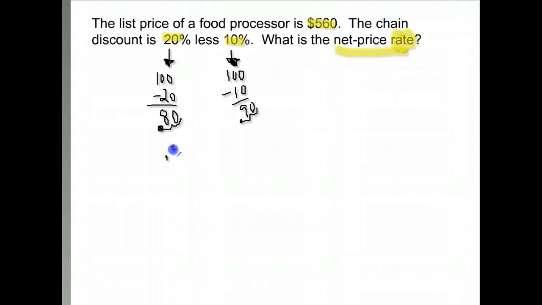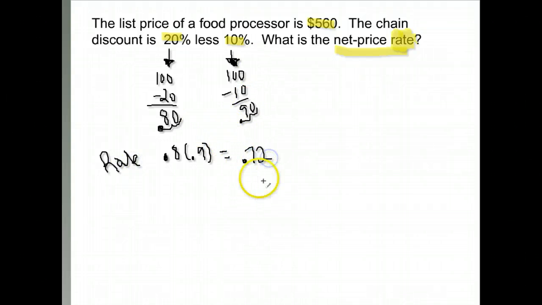Okay, we have 0.8 times 0.9. Multiply those together and that will give us our net rate. When we do that, we get 0.72. The net rate is typically, if we're not calculating it and just saying what the rate is, we write it as a percent. So we move the decimal back 2 places to the right and we get 72%.